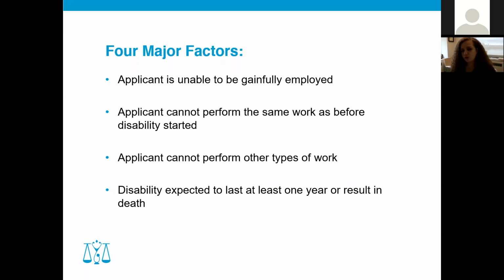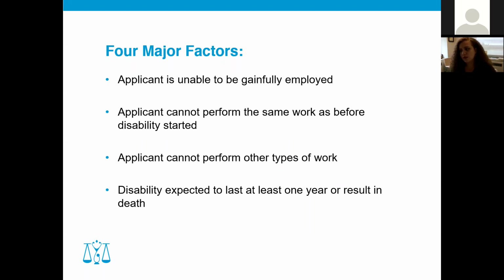There are really four major factors. The applicant has to be unable to be gainfully employed. The applicant cannot perform the same work as they did before the disability started, and they cannot perform any other types of work, because Social Security does look back about 15 years into your work history to see if there's some other job you can do if you can't do the job that you were doing right before you got sick. And is the disability expected to last at least 1 year or result in death?